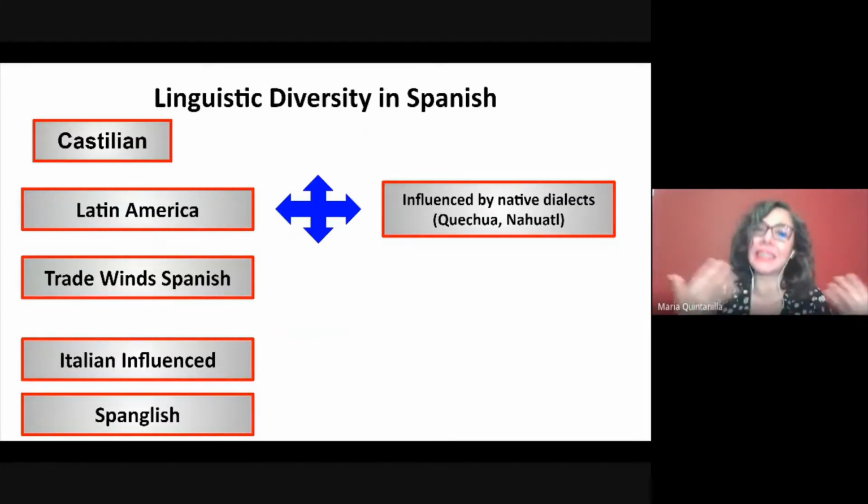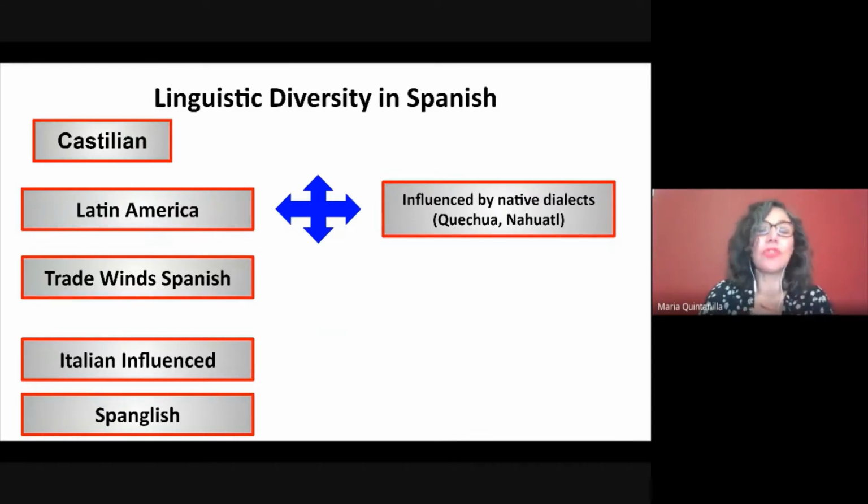You might have heard of Castilian Spanish. It's the Spanish that we hear mostly in Spain. Then there is Latin American Spanish. And even Latin American Spanish may not have one standard way of speaking because each country may have different ways of saying things in Spanish. Also, they may be influenced by indigenous dialects such as Quechua or Nahuatl, and they incorporate those dialects into their Spanish, therefore transforming their Spanish.